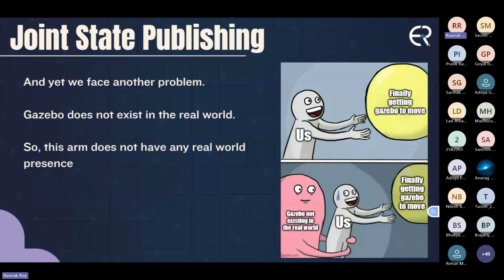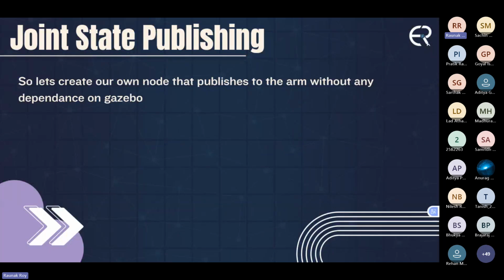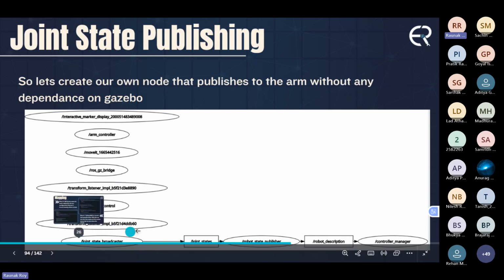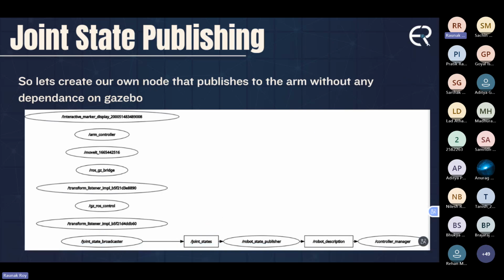And yet we face another problem. We cannot rely on Gazebo-specific plugins for real-world application because Gazebo does not exist in the real world. So we need to create our own node that publishes to the arm without any dependence on Gazebo. So as you can see, we created a joint state broadcaster node that is connected to the joint states nodes. So this will still move the arm in Gazebo, but it is not dependent on the ROS Gazebo bridge.